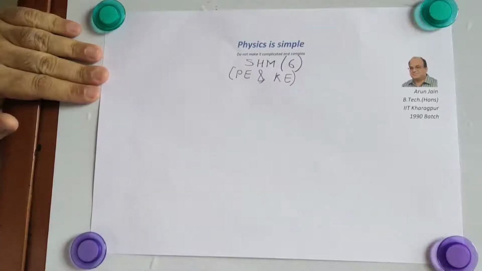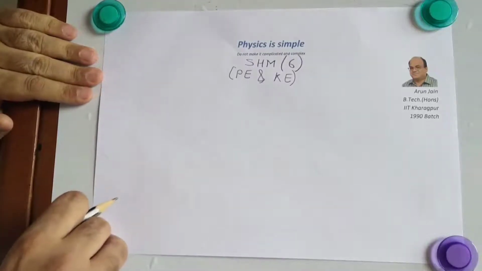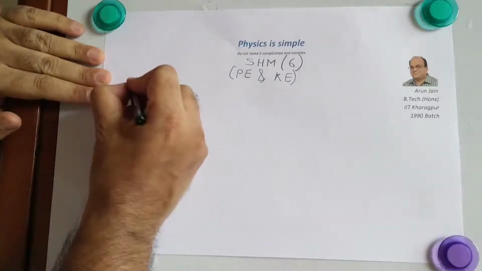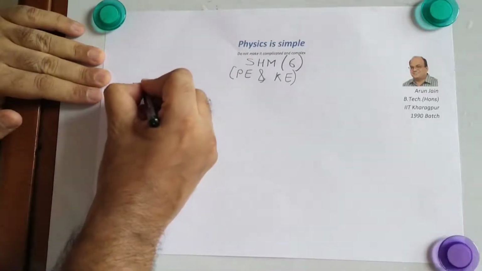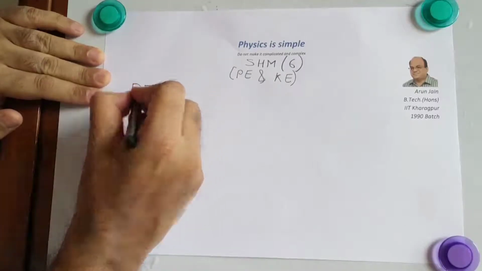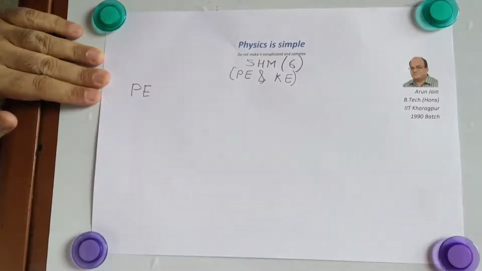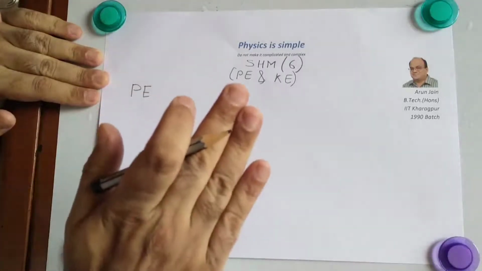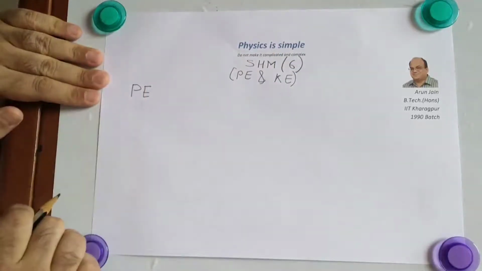In this lesson, we are going to discuss potential energy and kinetic energy in SHM. Potential energy at the mean position is minimum. Potential energy at the mean position, we can take it to be 0.